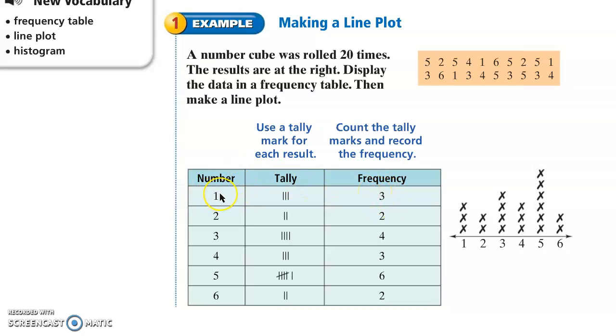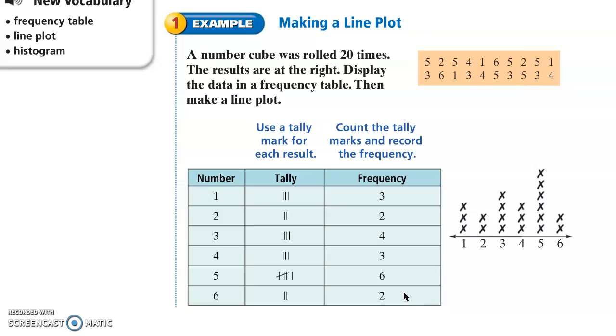So how many times was 1 rolled? 3 times. How many times did they roll a 2? Twice. How many times did they roll a 3? 4 times. How many times did they roll a 4? And so on. Now from here, we can take a look at this and see, okay, which number did they roll the least? Well, I can look through my numbers and say, 2 and 6 were both rolled twice. That's another way to do it.